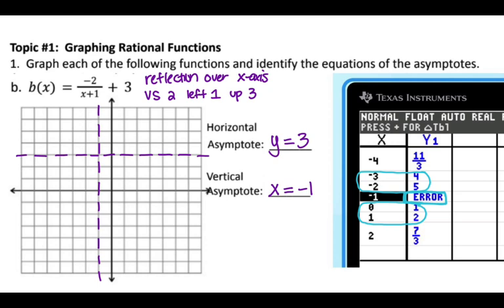2, 3, 1, 2, 3, 4. So I have this point over here. I also have negative 2, 5, which is right here. And then I have 0, 1, and 1, 2.